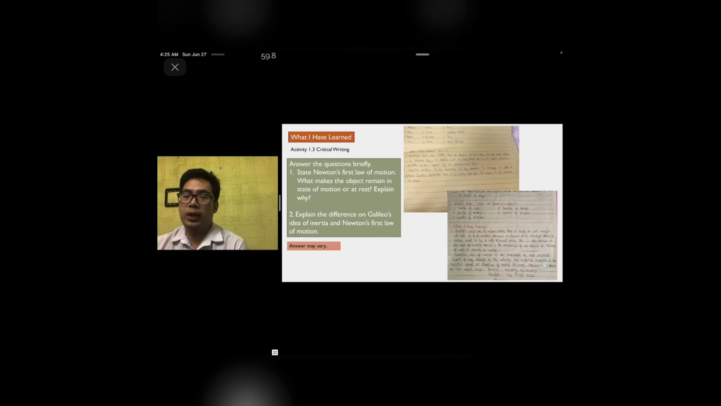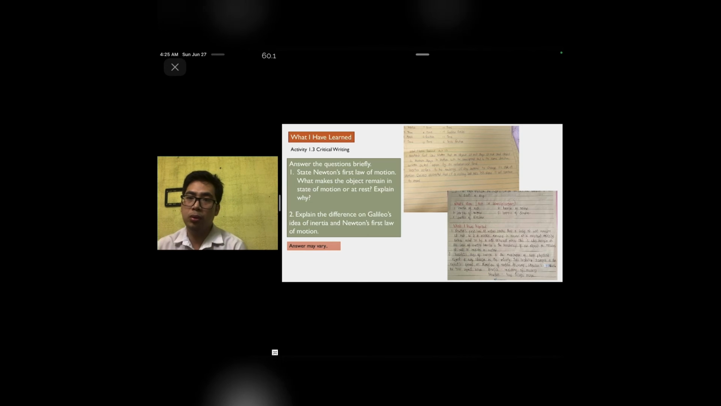Another is what I have learned. So dito ma-apply na natin ano ba yung mga natutunan ng mga estudyante with regards dun sa module na binigay natin. So they have to answer the questions. Number 1, state Newton's first law of motion. What makes an object remain in state of motion or at rest? So they have to explain why.